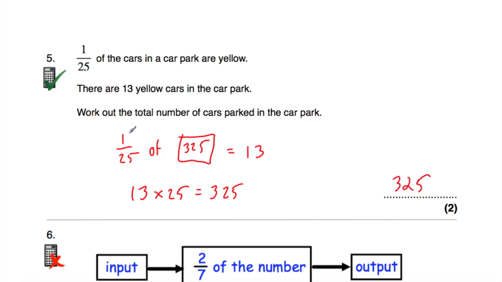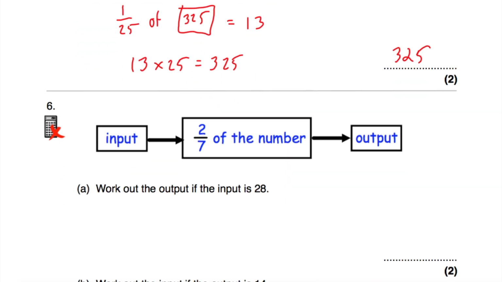And let's just check that. 1/25 of 325, we divide by 25, that's equal to 13. So that would be the 13 yellow cars. So that's it, we're right. Okay, let's look at our next question, question number 6.